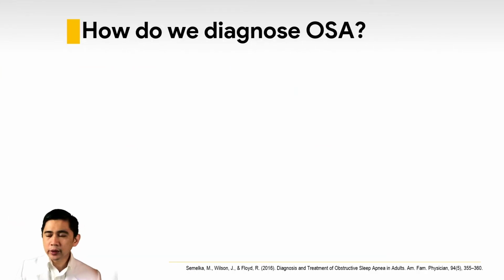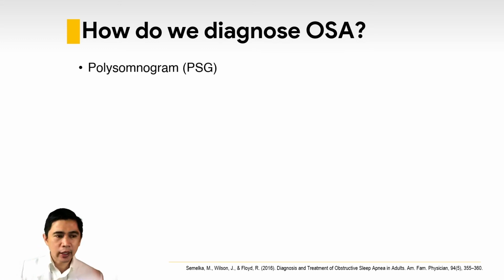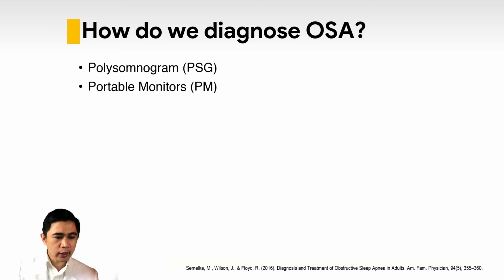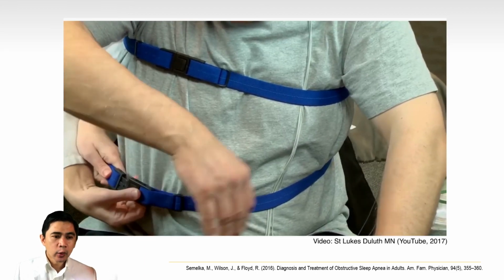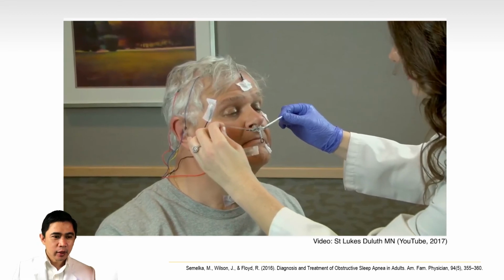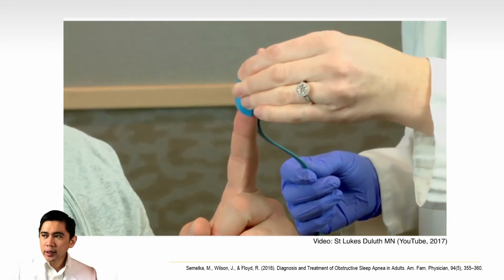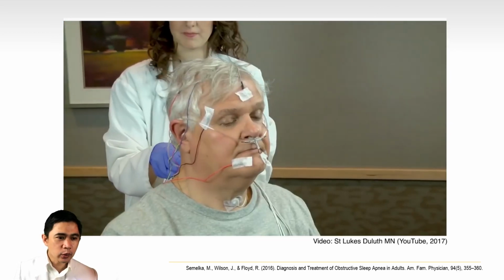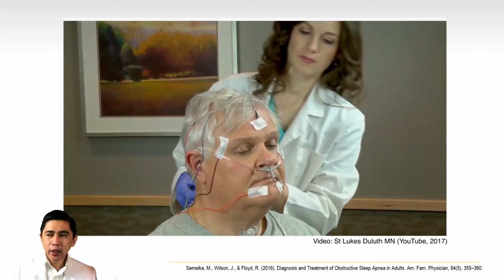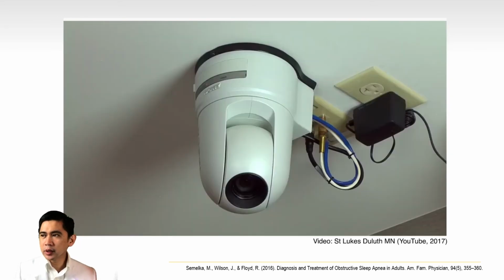So how do we diagnose OSA? The questionnaires will only predict or screen for OSA, but diagnosis of OSA is done using a polysomnogram or using portable monitors. What does a polysomnogram look like? Polysomnography is what we call the sleep study, wherein a patient is being studied while asleep. Many parameters like pulse oximetry, oxygen status, breathing status of the chest, EEG, and if you see the picture, this is from St. Luke's, Minnesota Hospital.